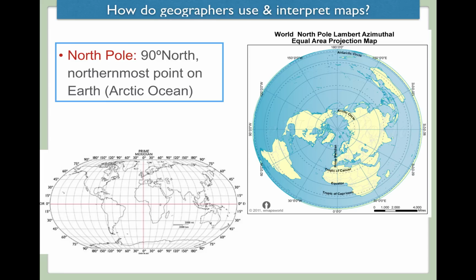If we were looking at what's known as an azimuthal map, we'll talk about that in the coming days, and we're looking at a specific point on the Earth, you'll notice you see right in the Arctic Circle, and you can see where the North Pole is located.